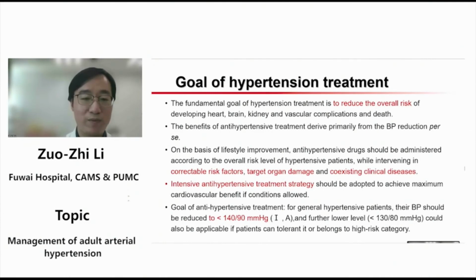For the general population, the goal of antihypertensive treatment is below 140/90 millimeters of mercury. And if the patient can tolerate the antihypertensive medication, then the blood pressure should be gradually reduced to below 130/80 millimeters of mercury.